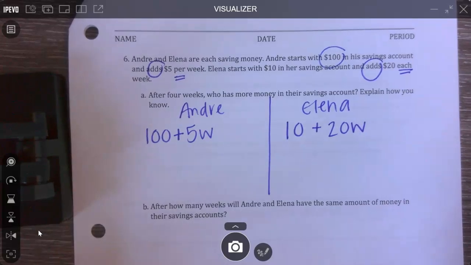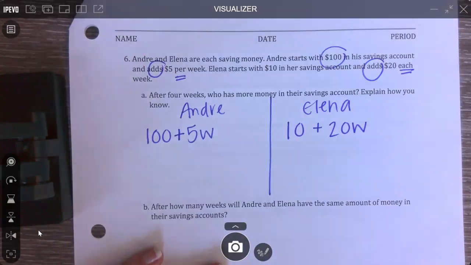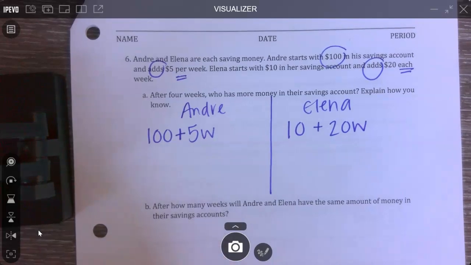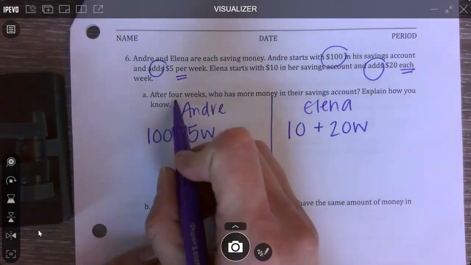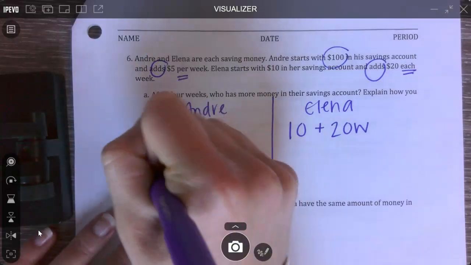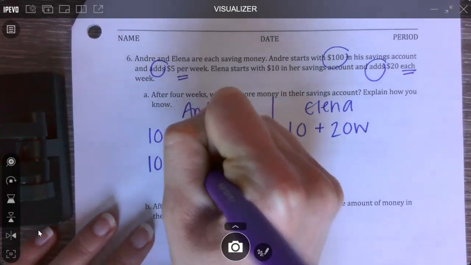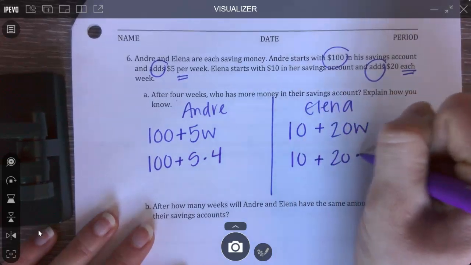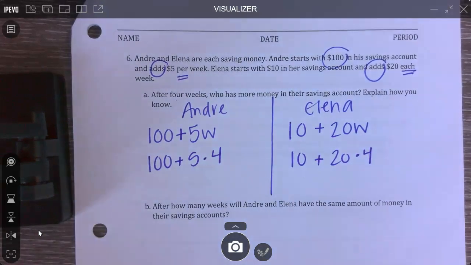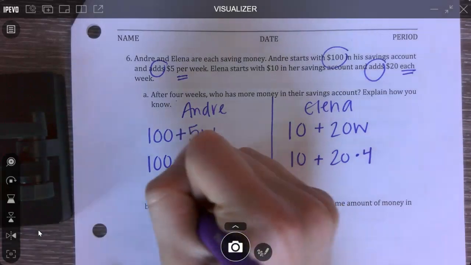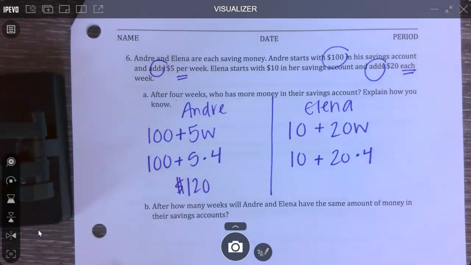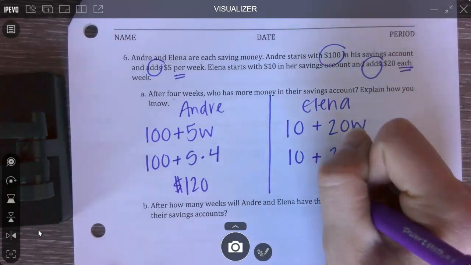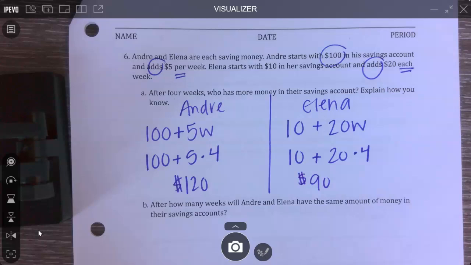Now, I need to figure out after 4 weeks. Well, I represented my weeks with a W, so now I'm going to substitute in 4. 100 plus 5 times 4. 10 plus 20 times 4. When I use my calculator, 100 plus 20, Andre has $120. 10 plus 20 times 4, 10 plus 80, Elena has $90.